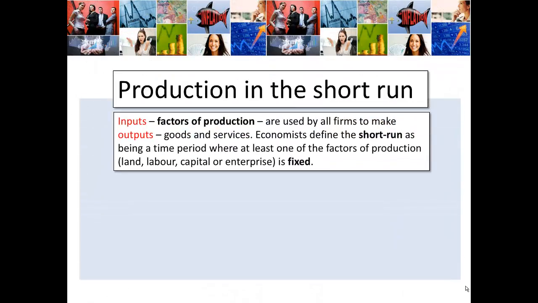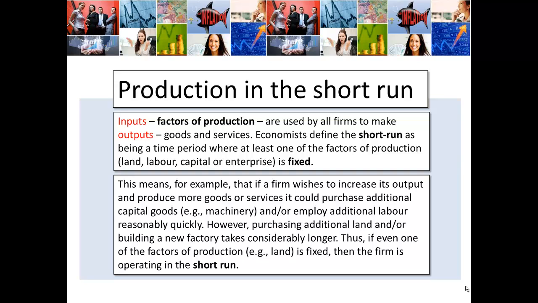Production in the short run. Inputs, again the factors of production, are used by all firms to make outputs, and outputs are the goods and services that firms produce in order to make a profit. The short run is a time period where at least one of the factors of production are fixed. So that's either land, labour, capital, or enterprise. At least one of those is fixed.